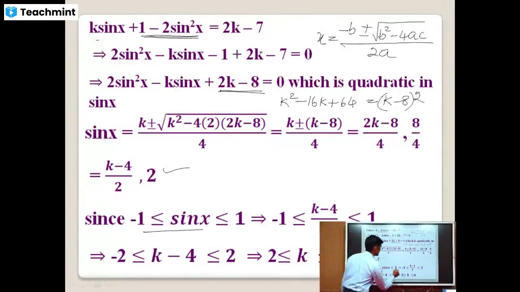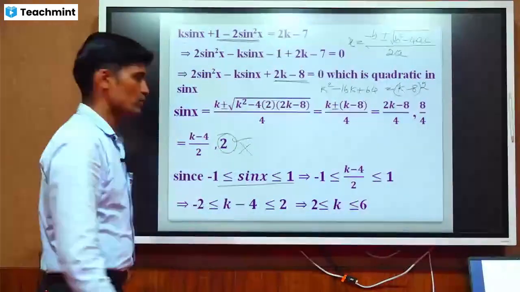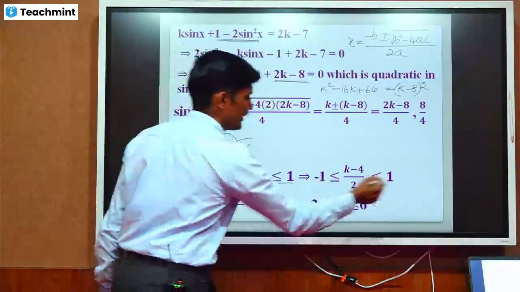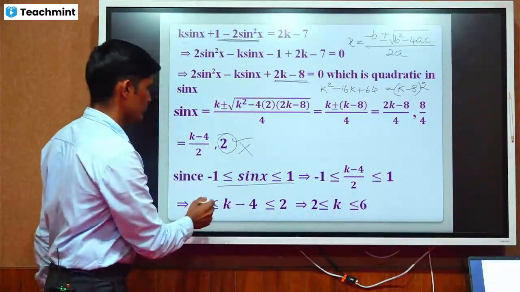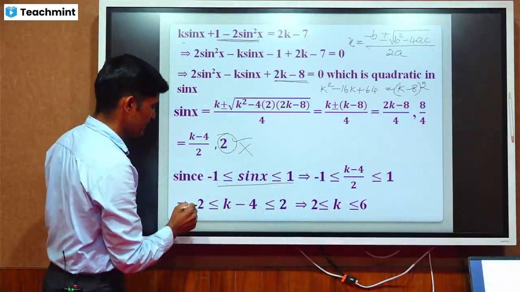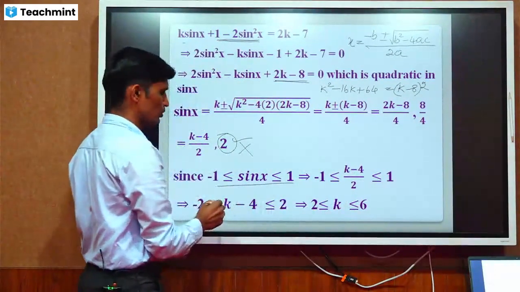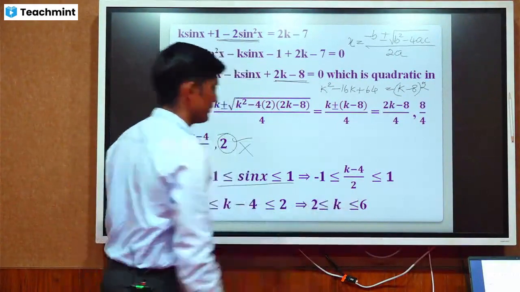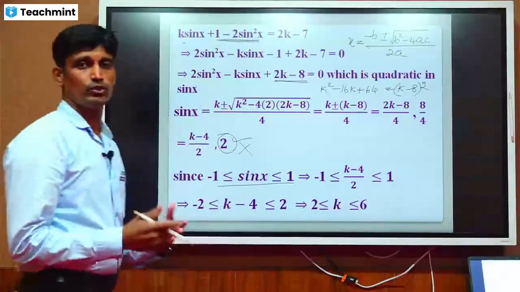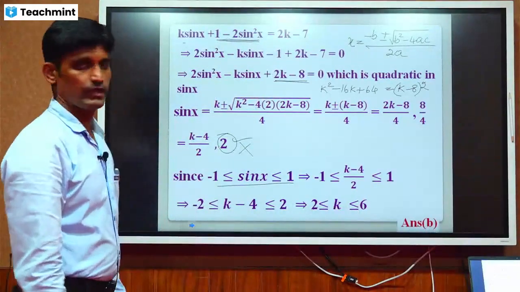Since sin x always lies between minus 1 and plus 1, that is the range of sin x. So k minus 4 by 2 should lie between minus 1 and plus 1. Sin x equal to 2 is not possible. Therefore, sin x equal to k minus 4 by 2, and it should lie between minus 1 and plus 1. Multiplying 2 to this inequality, we get minus 2 less than or equal to k minus 4 less than or equal to 2. Adding 4 to this inequality, we get minus 2 plus 4, that is 2, less than or equal to k less than or equal to 2 plus 4, that is 6. So k lies between 2 and 6. That is the answer. Answer B.